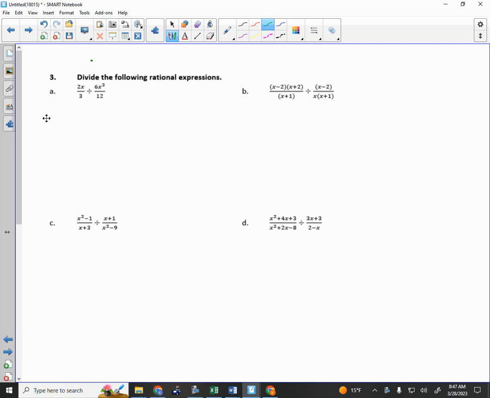All right? So, I don't ever like to divide rational expressions. Let me help you understand here. Suppose I had 1/2 divided by 9/2. We don't divide two fractions. Instead, what do we do? Multiply by the reciprocal. So we do the same thing here. When you see dividing rational expressions, we write it as 2x over 3 times 12 over 6x squared.